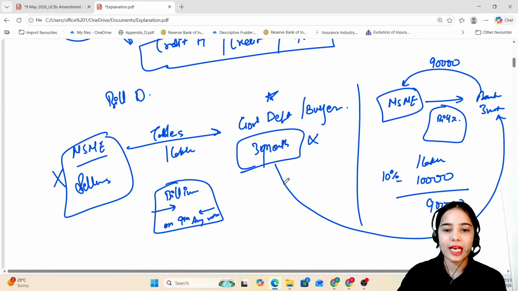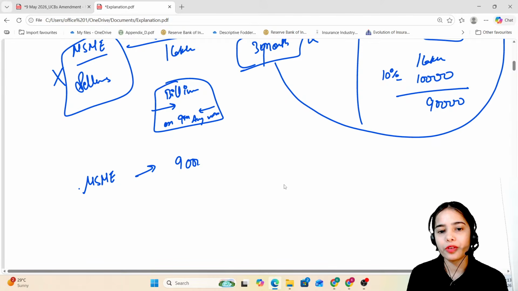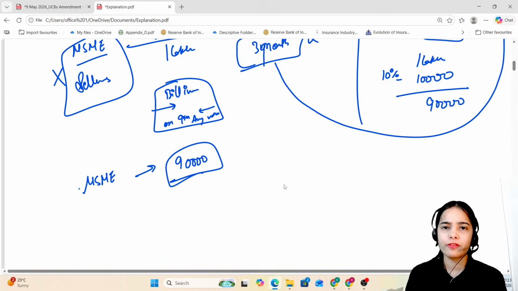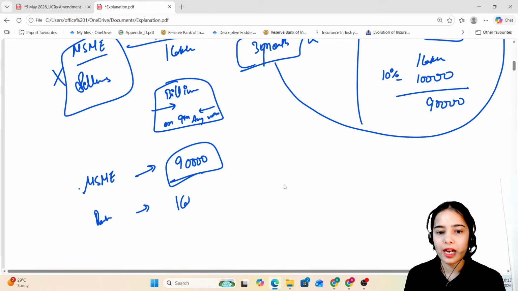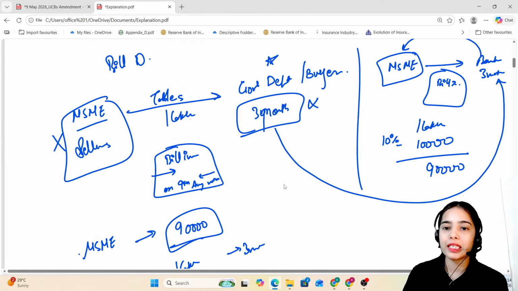So in this way, the MSME has got the immediate funds, though it was able to get only 90,000. But the MSME thought that okay, this is fine, this is still profitable for the MSME. That's why it continued with the business. The bank is able to get 1 lakh rupees after 3 months. So for waiting for 3 months, the bank got the profit of 10,000 rupees, as well as for taking the risk. Now the buyer can be any other buyer also.